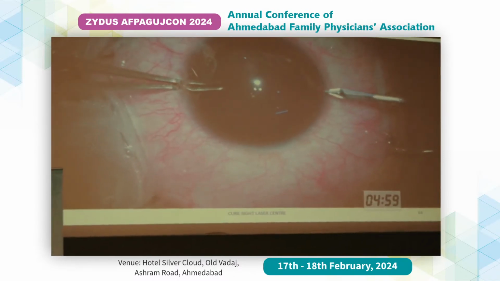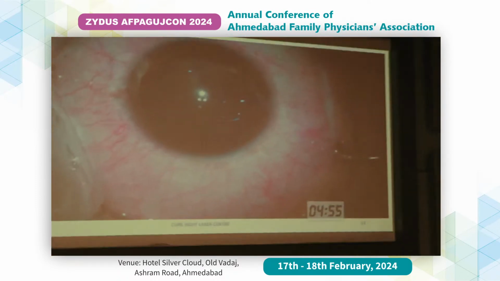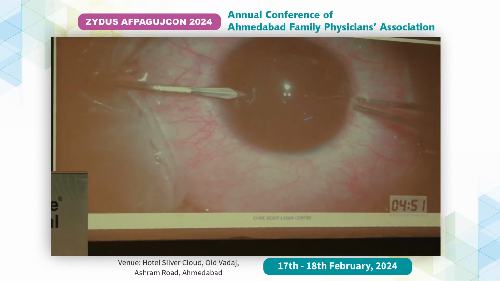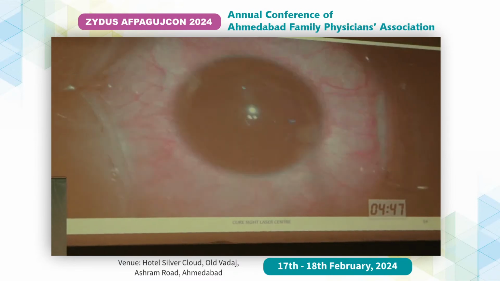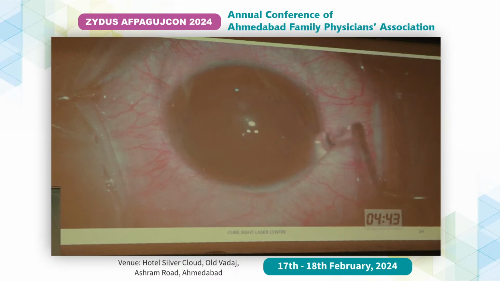So we make a side port incision of around 1.8 mm on either side of the eye, which helps us to manipulate the lens and gives us stability for it. So using a viscoelastic substance for better visualization.